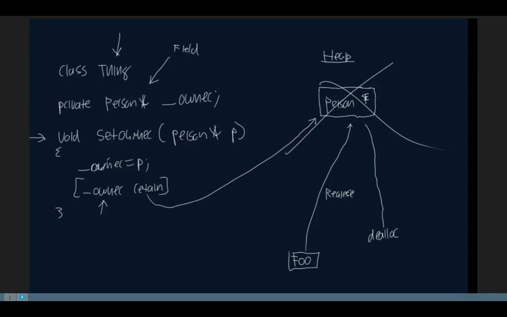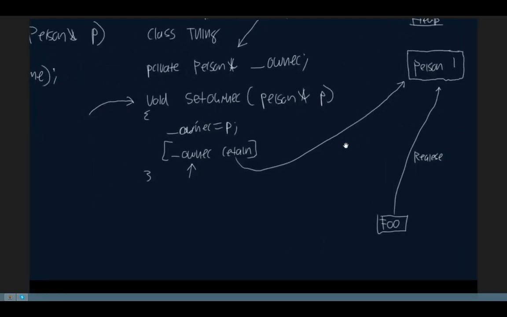How does thing bring person to 0 then? Through the destructor, which actually is, I believe it's called dealloc. Is it called dealloc? I forgot the name of the method. Why did I forget the name of the method?